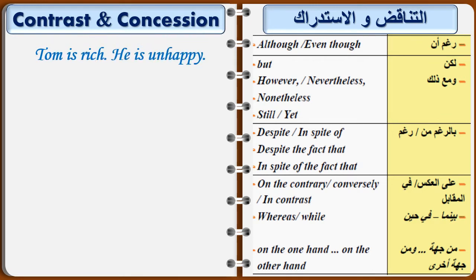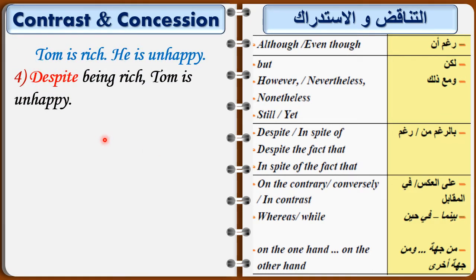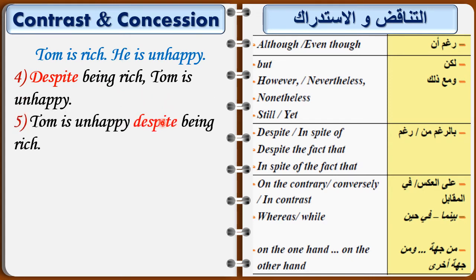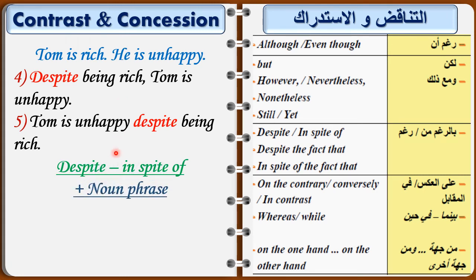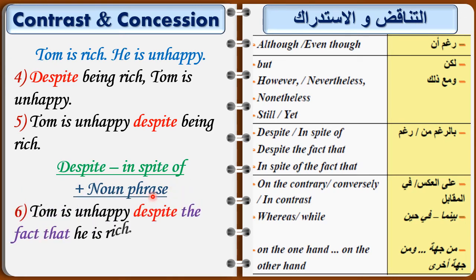Or we can use the same sentence despite بالرغم من نفس المعنى لكن ما يتغير هو ما بعد. Despite being rich, Tom is unhappy, or Tom is unhappy despite being rich. في السابق قلنا however plus sentence, but here we have being. So despite and in spite of, they are followed by noun phrase وليس subject and verb. Or again, you can use the fact that Tom is unhappy despite the fact that he is rich. توم غير سعيد بالرغم من حقيقة كونه غني.